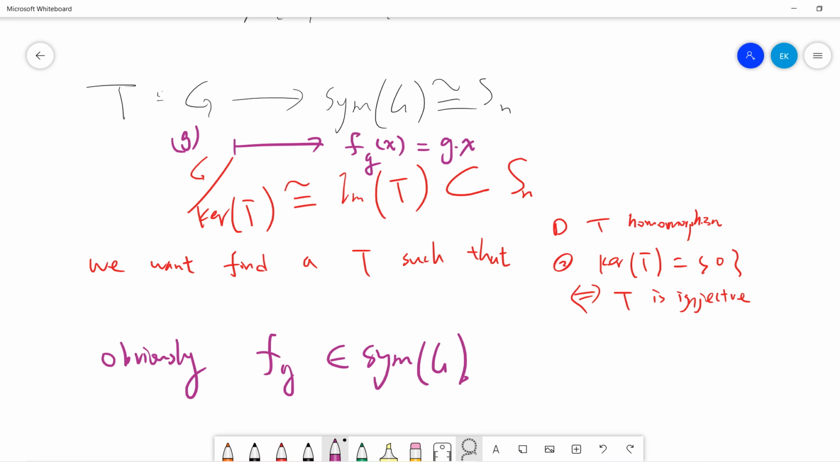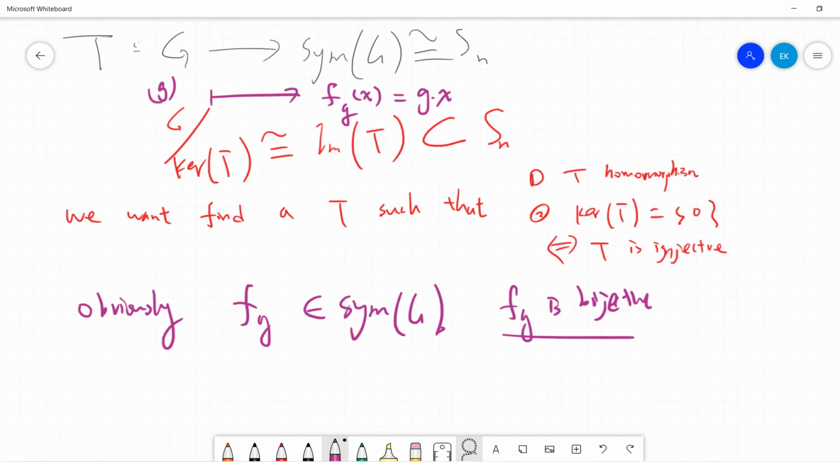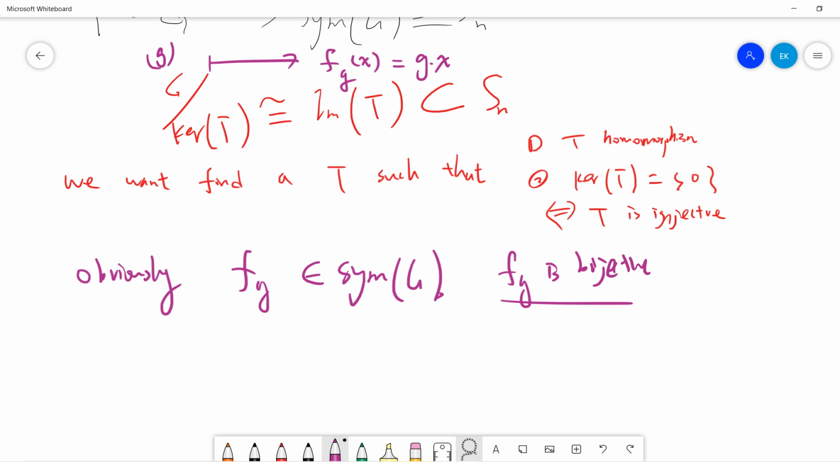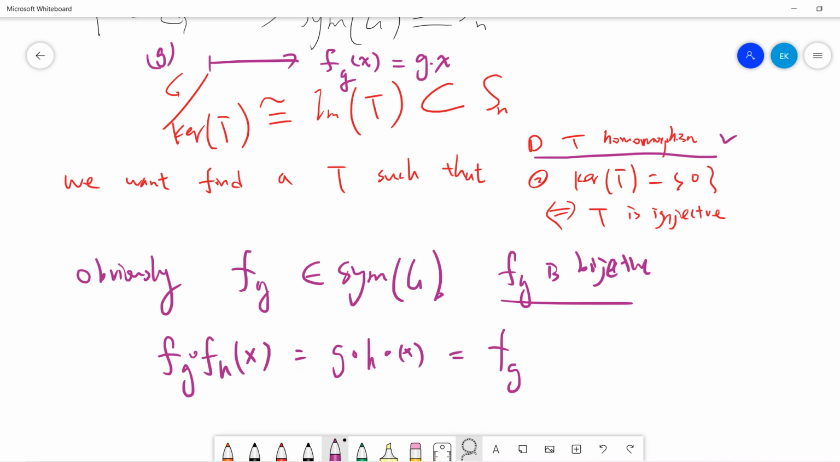The reason is that f_g is bijective, because you only multiply by g from the left side, so it's still one-to-one and still onto. Second, T is a homomorphism. Because f_g of f_h on x is g h x, so it's f_{gh} of x, which is g h x. So this is a homomorphism.